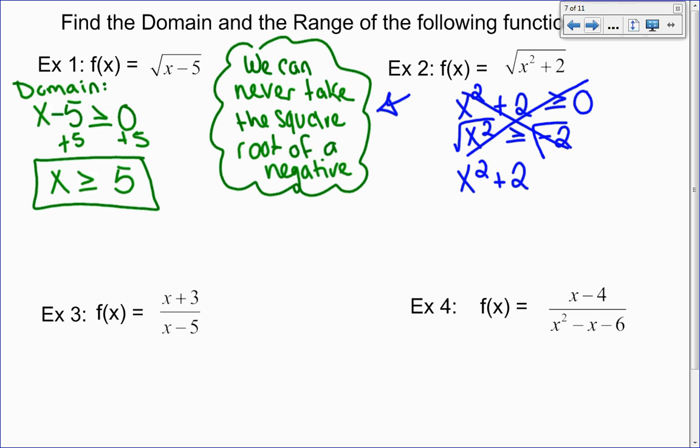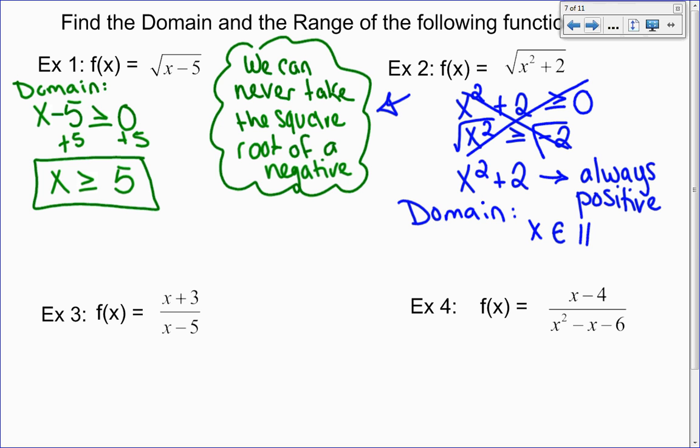No matter what negative number we put in for x, we're going to square it, so it'll give us a positive anyhow. So for example, if we put in -1, if we square that, we get 1 plus 2, which is always going to give us something positive. So the reality is that this is always going to be positive. No matter what we put in for x, it will always give us a positive output. Therefore, our domain is not restricted because everything underneath this square root is going to be positive no matter what. So x can be all real numbers.